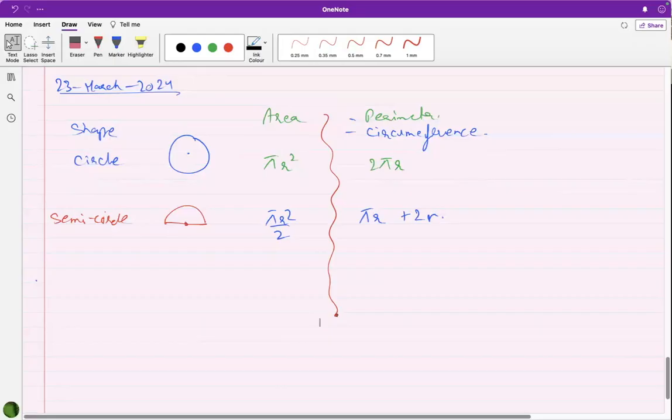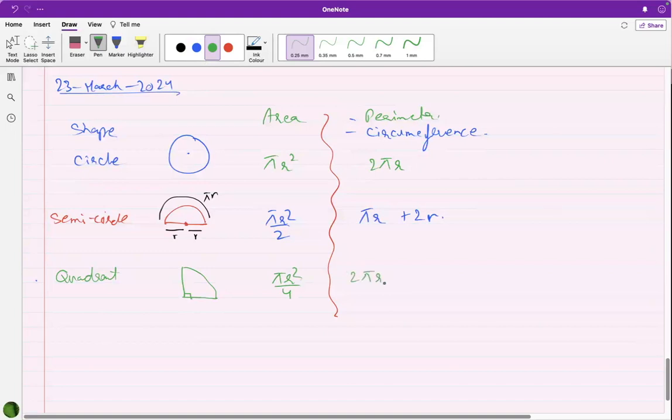Where is this 2r coming from? Because of the middle part, the diameter, which is two radii, 2r, and this section is going to be pi r, half of the circle. In the same way, a quadrant is 1/4 of a circle. So that would be pi r squared over 4. On the other side, this is going to be 2 pi r over 4 plus 2r, which simplifies to pi r by 2 plus 2r.